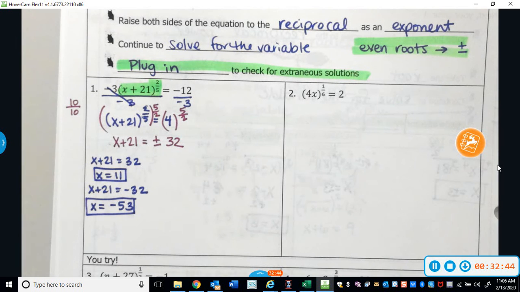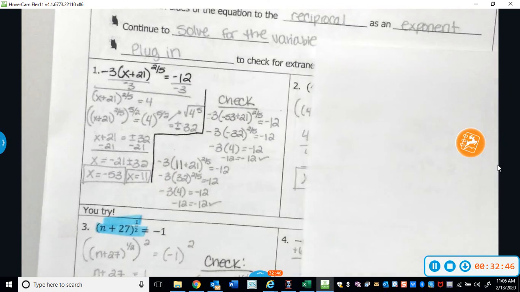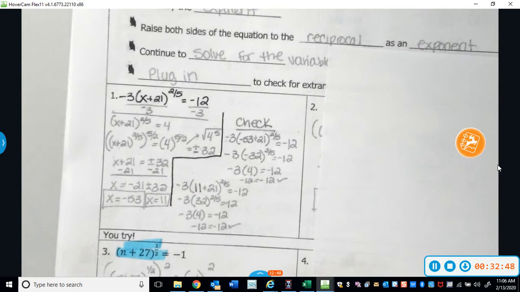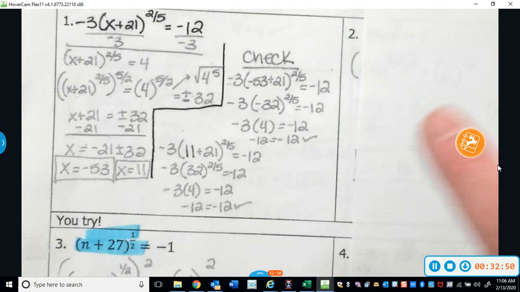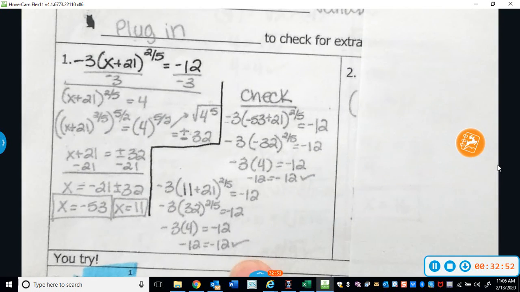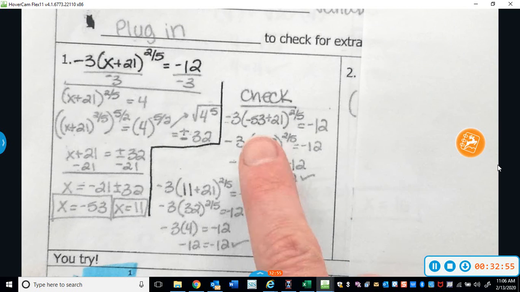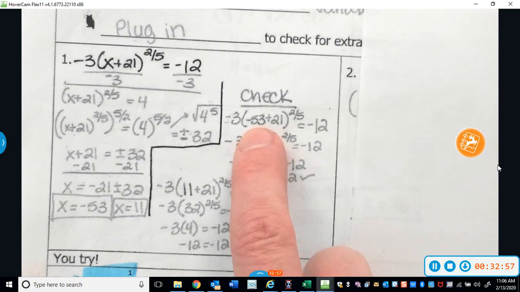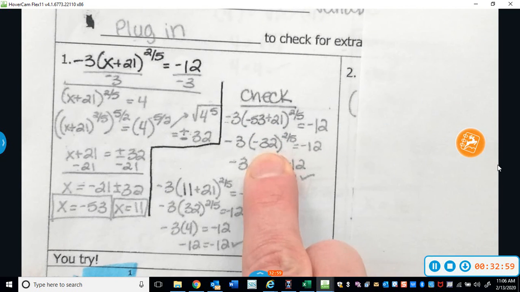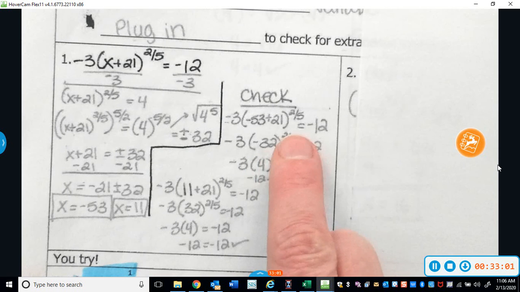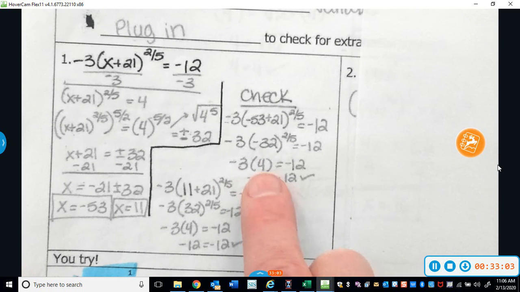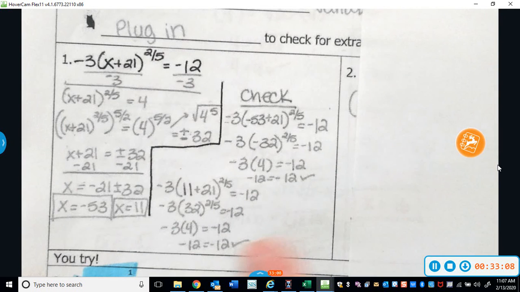All right. So you may have done your check differently. Maybe you did part of it in your head, but just double check that these should both work as solutions. So when I plug in, I'm just replacing the x value, and then I'm following order of operations. So here I'm doing what's inside the grouping symbol first, then I'm doing the exponent, and then from there I'm multiplying those together. So any questions about this one?